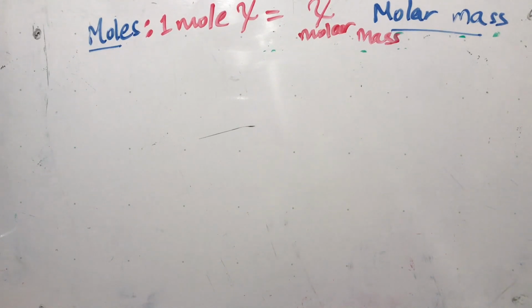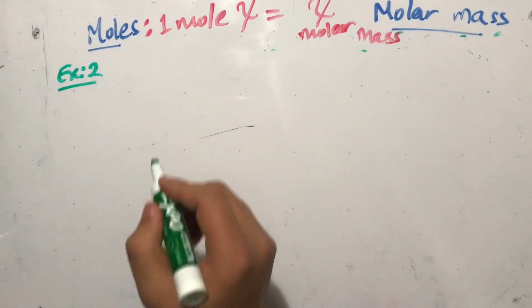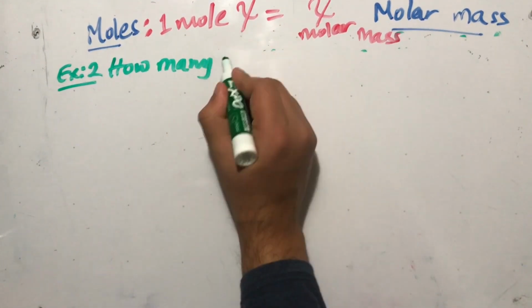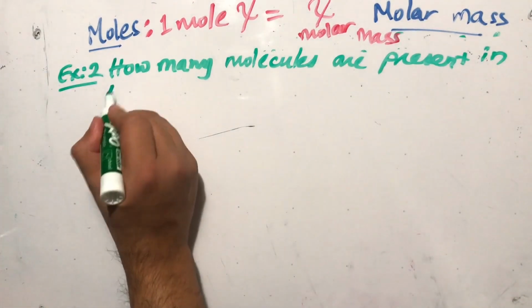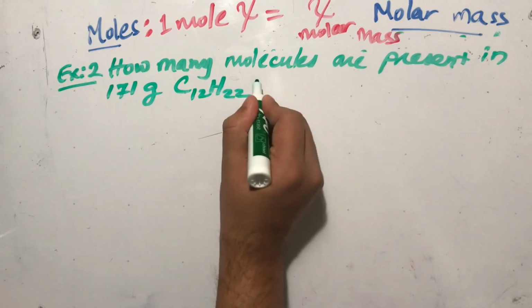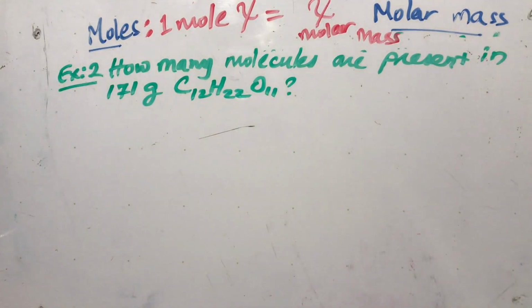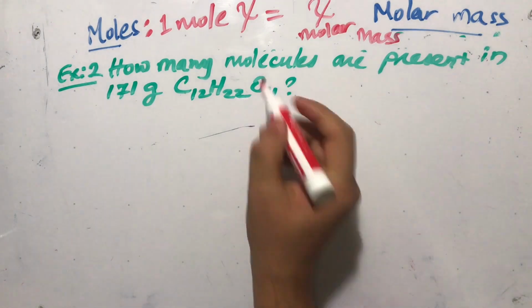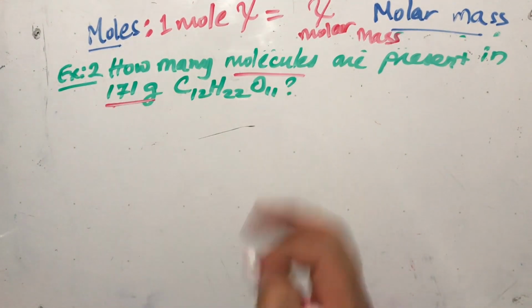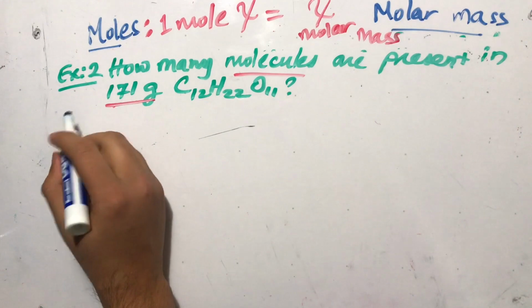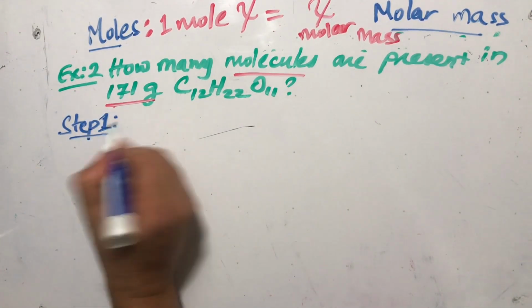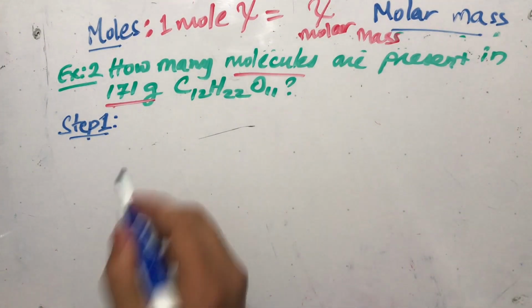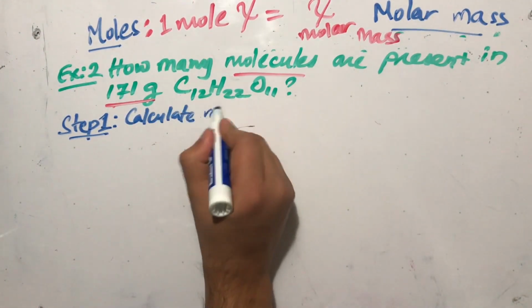C12H22O11. So let me write that down. Example number 2: I ask you how many molecules are present in 171 grams of C12H22O11. That's the question, and the two key words are molecules and grams. Step 1 is always going to be to calculate the molar mass of this compound.